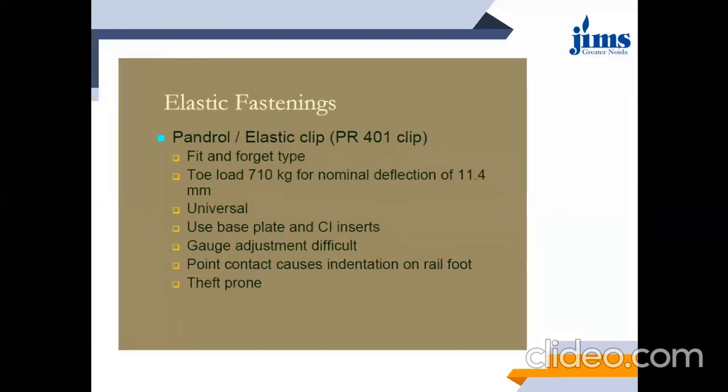In this regard, the most prominently used elastic fastening device in Indian Railways is the fan roll clip, known as the elastic clip. The technical name for this particular fastening device is PR401 clip. That is fit and forget type. Why is it known as fit and forget type? Because while constructing the track, all you have to do is fit that particular thing by placing it and hammering it into the grooves which are already embedded in the concrete sleepers. And then you can easily forget it.